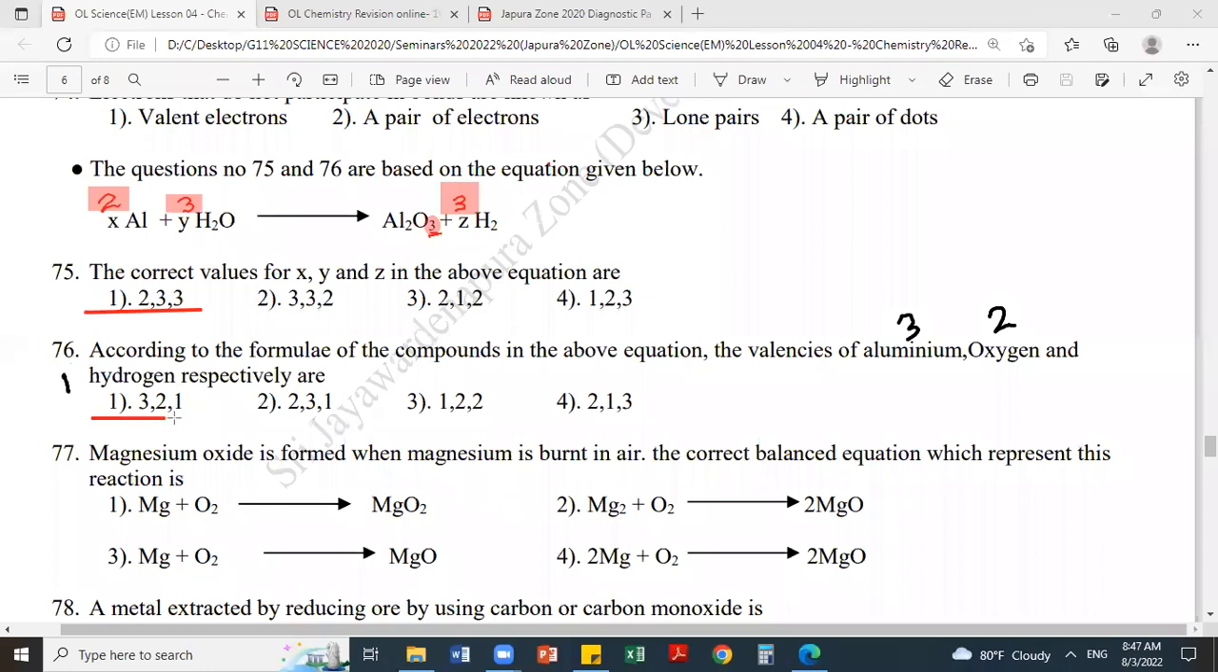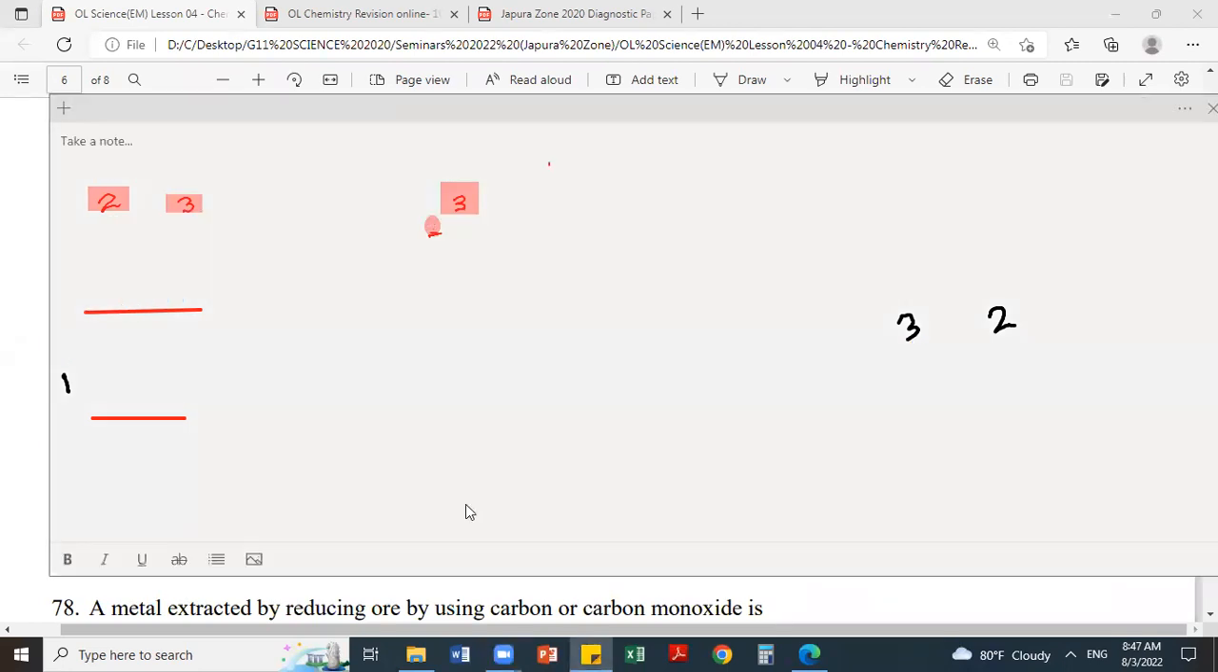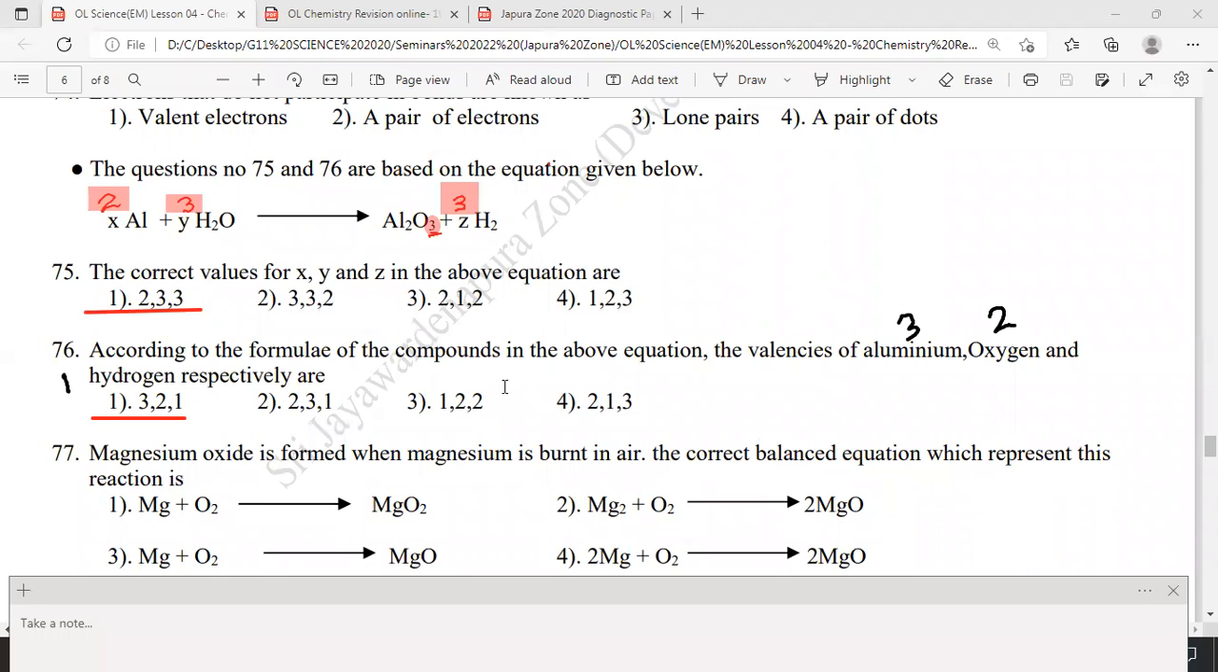Question number 77. Magnesium oxide is formed when magnesium is burnt in air. Which is the correct balanced equation which represents this reaction? Before balancing, write it down in your writing book. Before balancing, check whether the given formulas are correct. See whether the formula is correct.